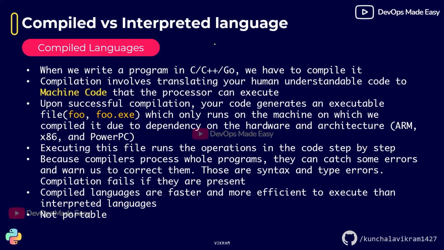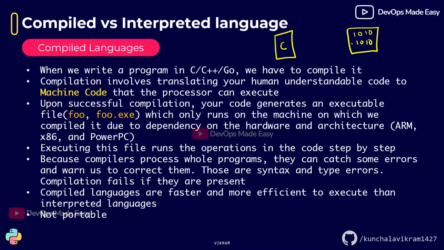Compiled languages. When we write a program in C, C++, Go or Java, we have to compile it. Compilation usually involves translating your human readable code, which is usually written using the English language, into something which can be understood by the CPU, or we can call it machine code. So the process of converting human readable code to machine code is known as compilation.